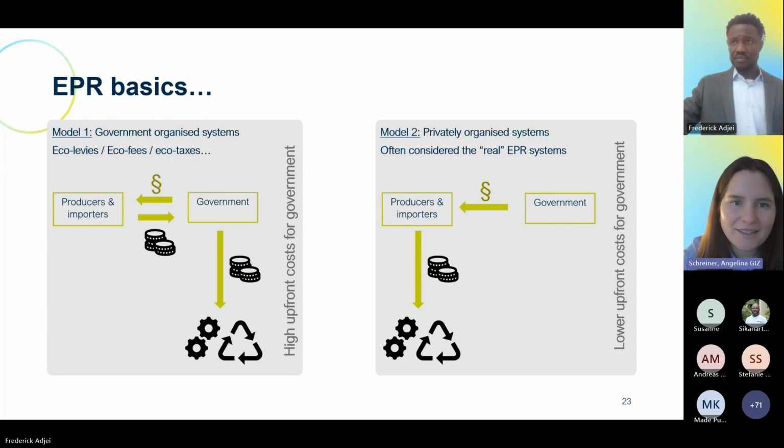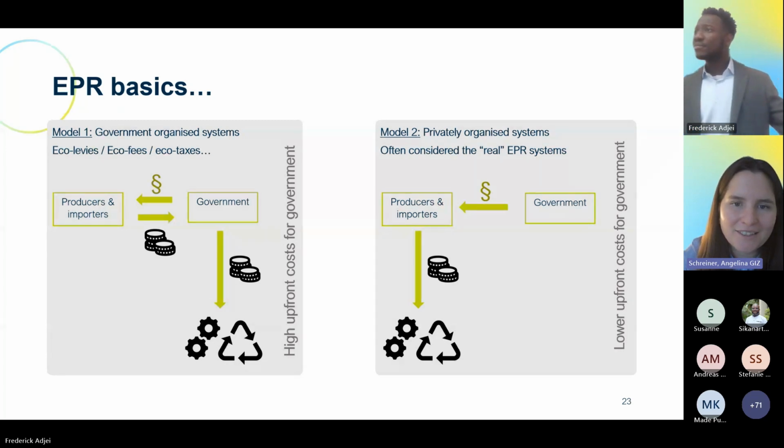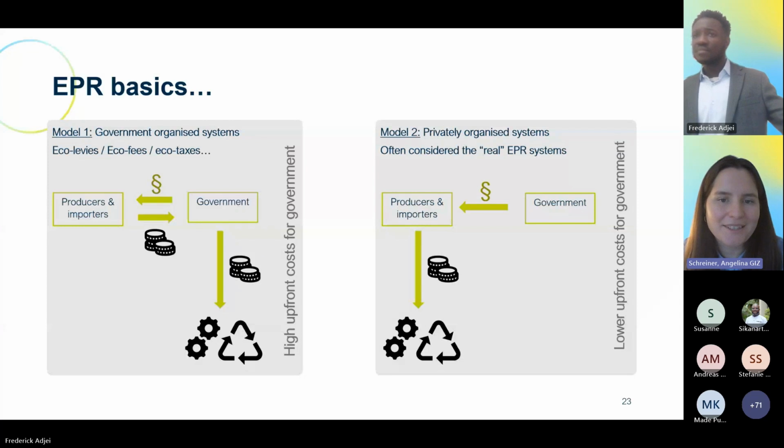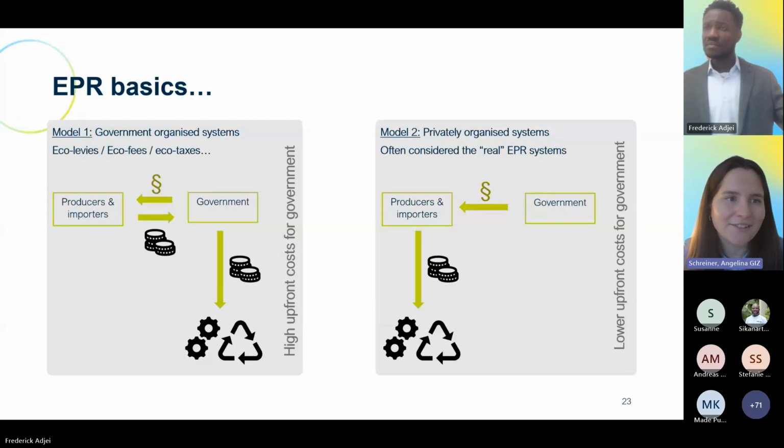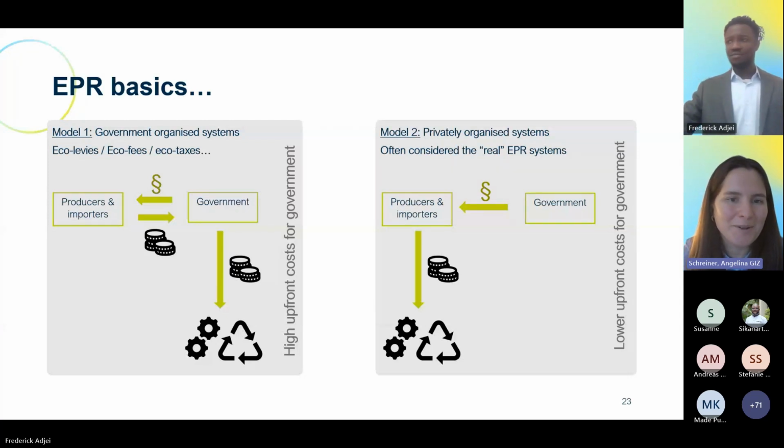I see there's another question. Someone joined late and he's asking, has there been any discussion of environmental assessment of EPR systems? So for example, greenhouse gases rather than recycling rates. We haven't touched that point, so maybe we could use the last minutes for this topic.